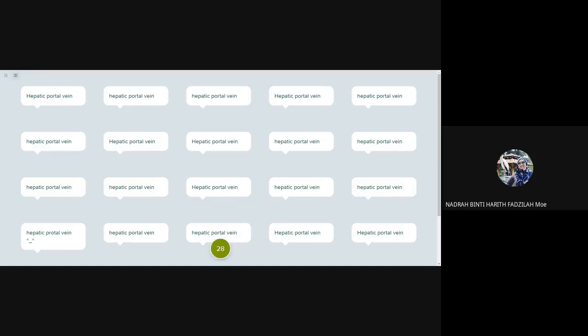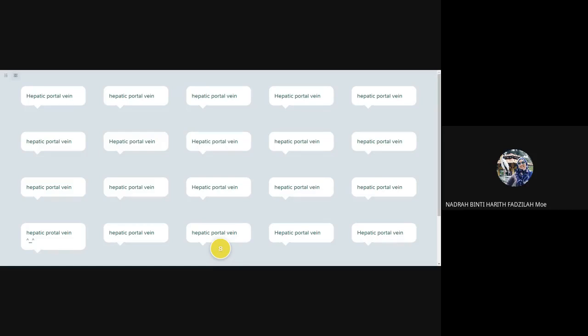Okay. Lepas ni kita tengok lagi satu rajah. Nak tunjukkan lagi satu point of view hepatic portal vein tu rupa dia macam mana ya. Lepas tu baru kita cerita pasal lacteal pula lah. Okay, itu cerita pasal blood capillaries ya.